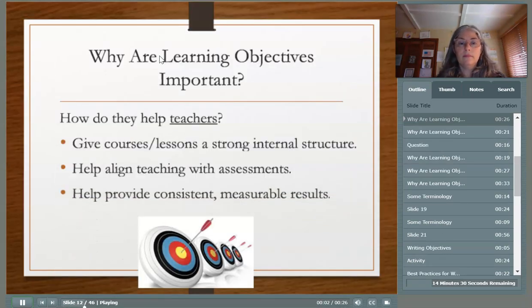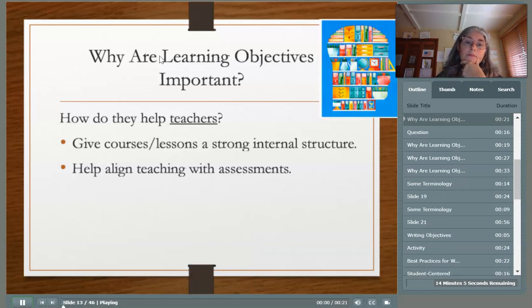What's another way that learning objectives can help you as a teacher? Well, they can help to give you consistent results. If you write down what your learning objectives are for each of your lessons, year after year, what you will find is greater consistency. Although you might use slightly different activities or strategies, that end goal will remain the same, what you expect your students to learn.